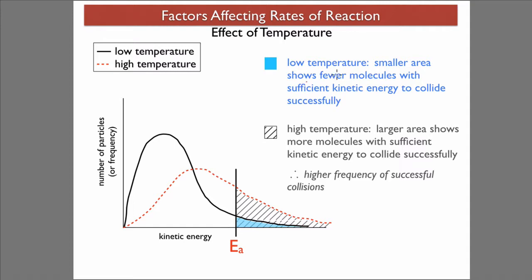So at the lower temperature line here, you can see the small area which shows fewer molecules with sufficient kinetic energy to collide successfully. There's very few particles here. But at the higher temperature, the larger area shows more molecules with sufficient kinetic energy to collide successfully. Therefore, we get a higher frequency of successful collisions.